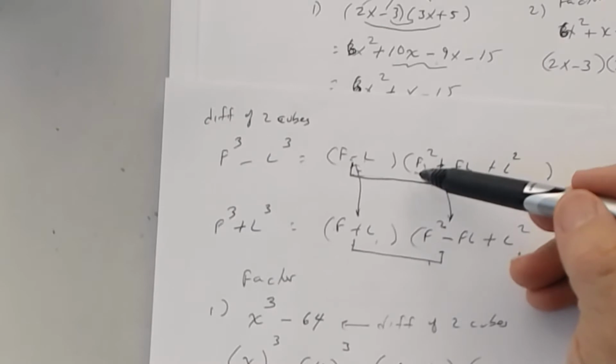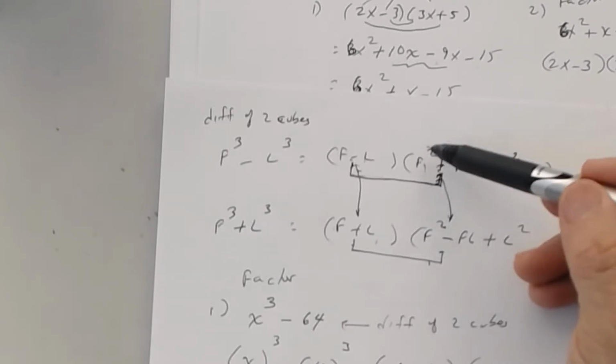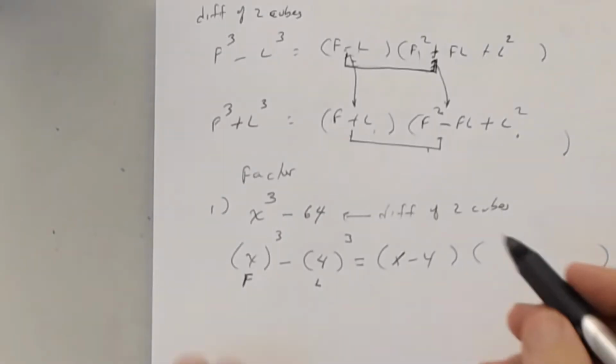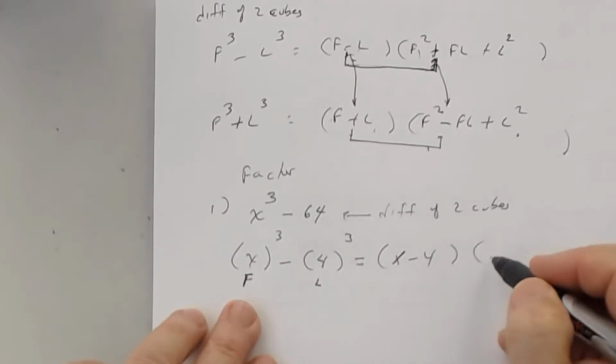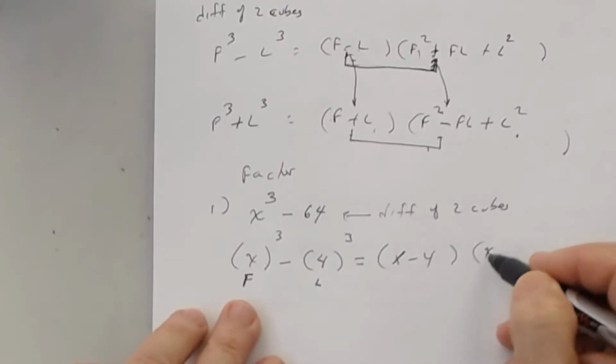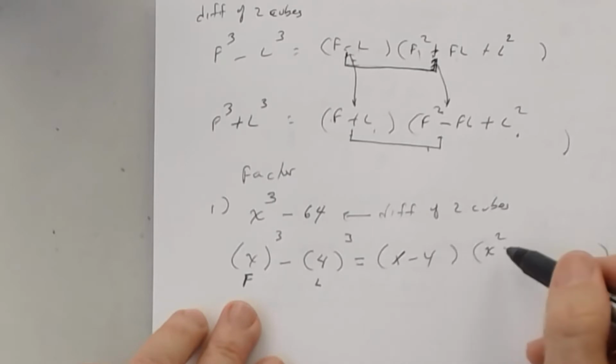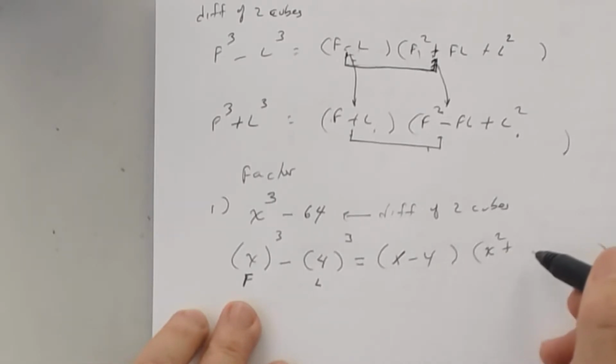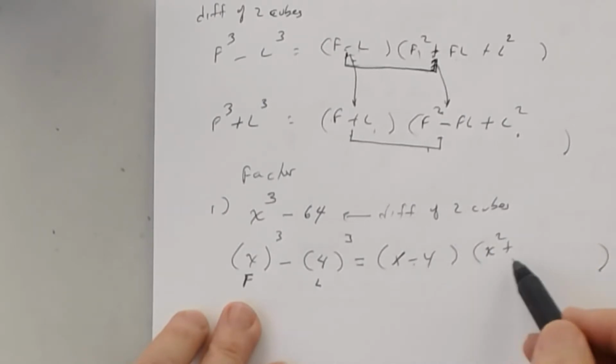So your formula says I take f and I square it. What's f in this case? X. So what's x times itself? X squared. Now, what's going to be that middle sign in this case? Plus. Good. Plus. Because this is subtraction. This has to be addition.